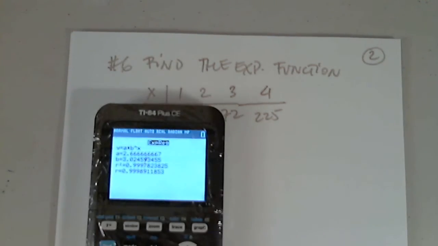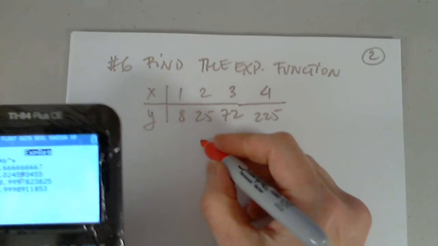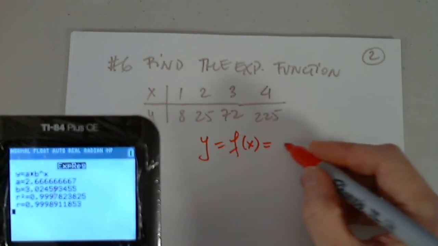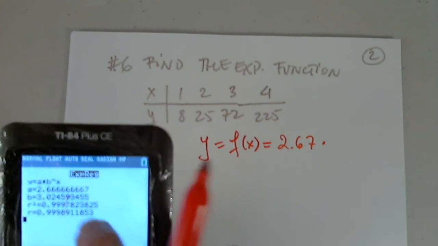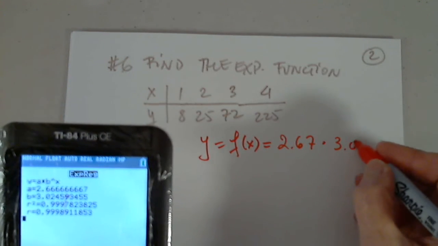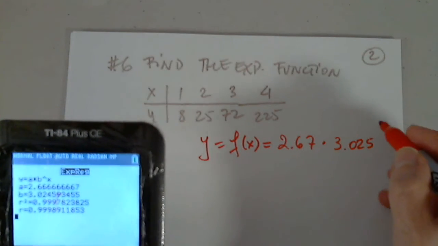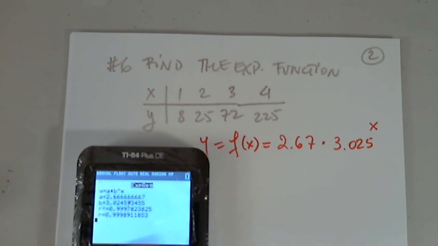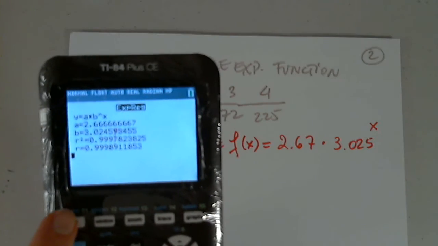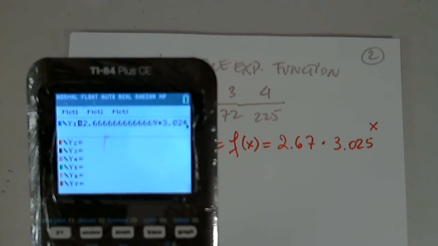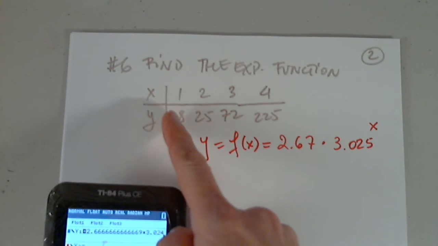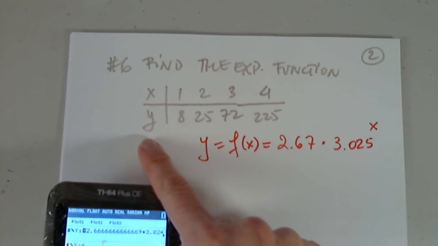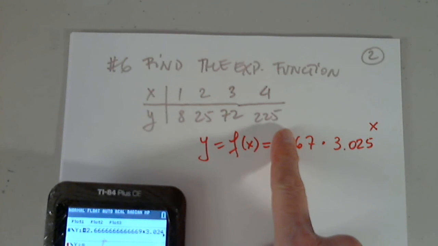So the exponential regression model will be y, or if you want f of x, same thing, which is a, which is 2.67 approximately, times the base, which is 3.025, raised to power x. I already asked the calculator to save this in y equals. So I have it already in y equals. And I want to graph it for x between, let's say, -2 and 6. But careful, y goes from 8 to 225.